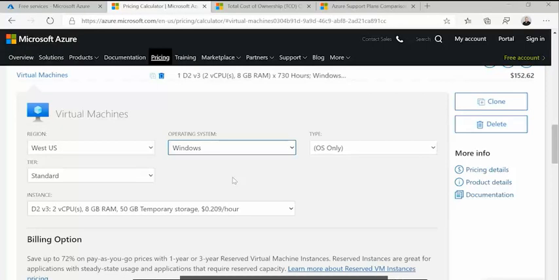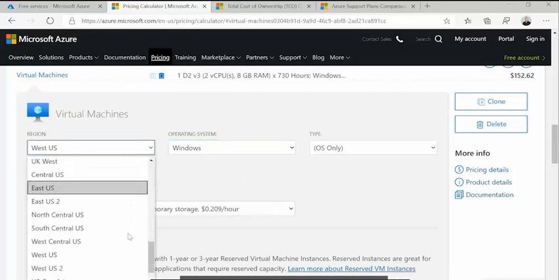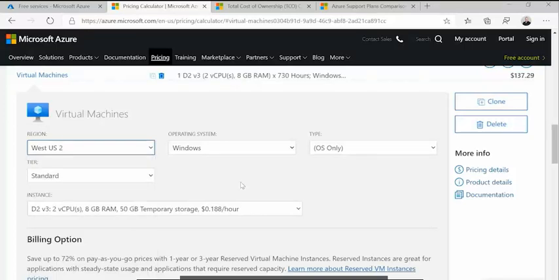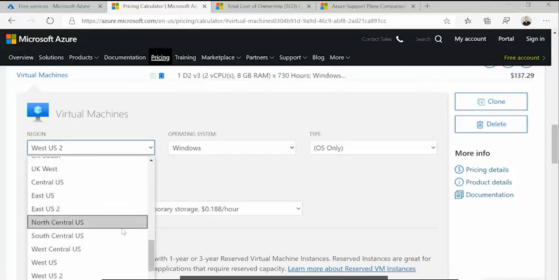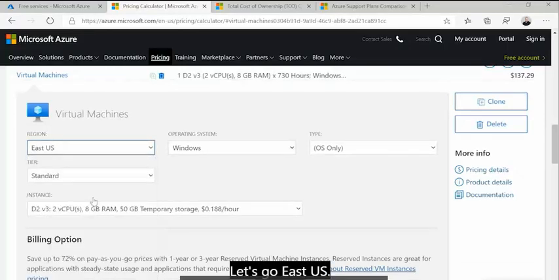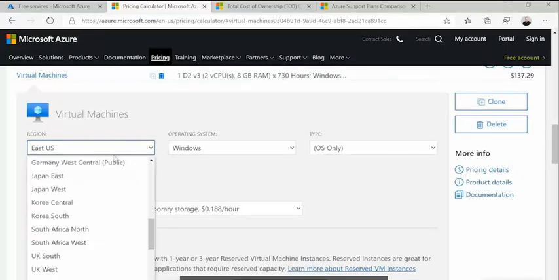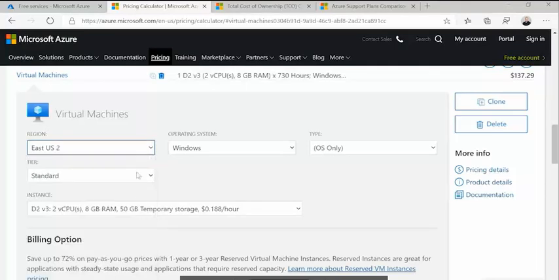But location also matters. Notice I'm in West US. Well, let's go to the newer version of West. Let's go to West 2. And notice what happens. That price goes down to $137. Why? West 2 is a newer data center. It's more efficient. Remember, economies of scale: we pass those savings on to you as our customers. Even in the US, I don't know, Garrett, pick a region for me. Let's go East US. East US is $137. East 2, also $137.